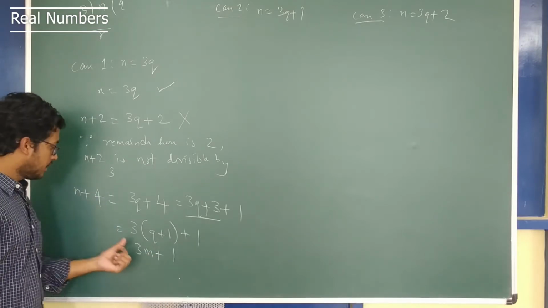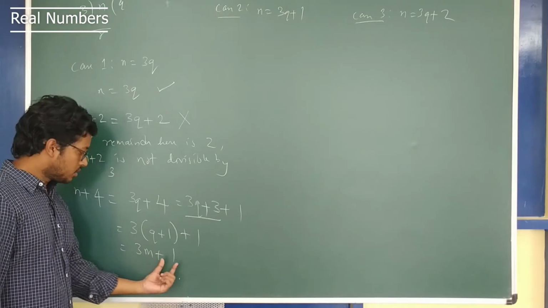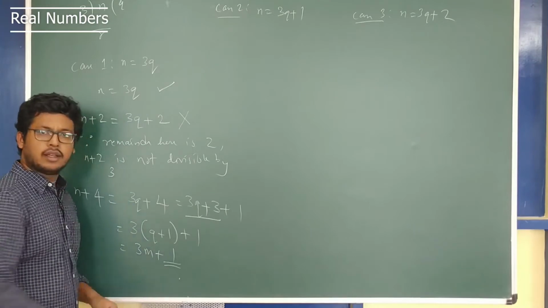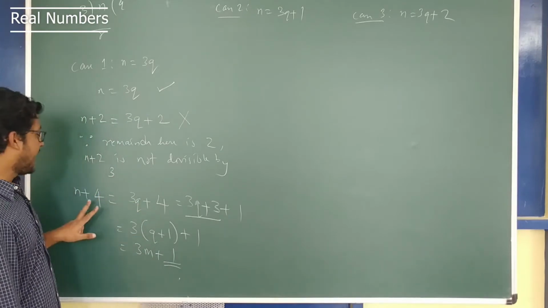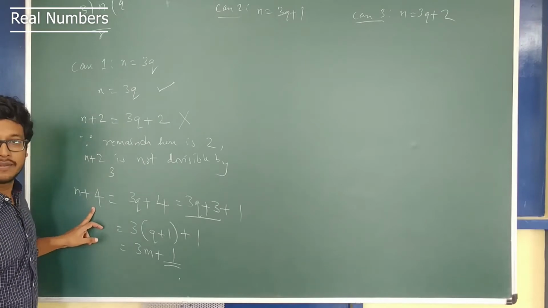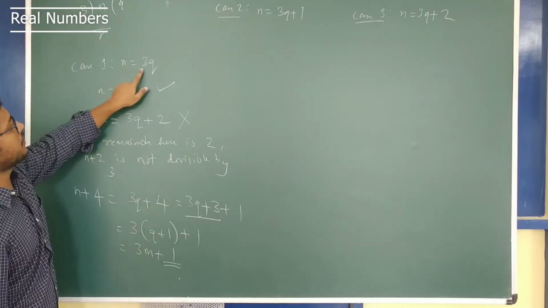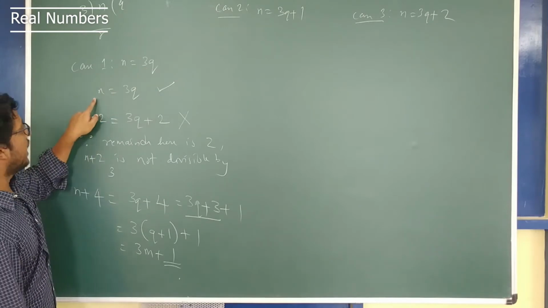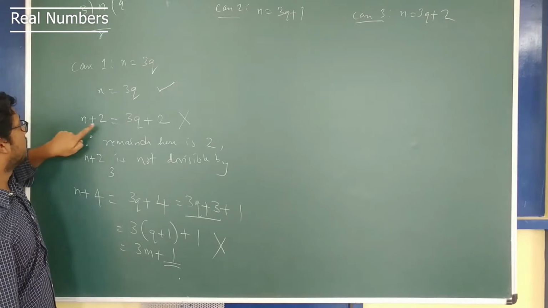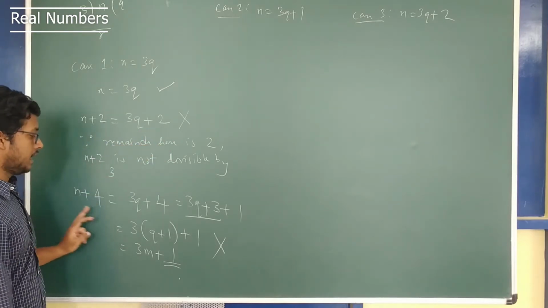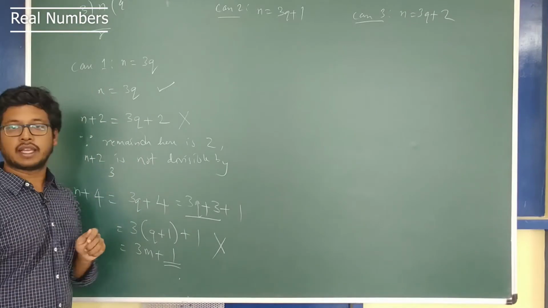So what happened here? n plus 4 now is of the form 3m plus 1. Now the remainder part here is 1. Again the same reason: since the remainder is not 0, the remainder is 1, n plus 4 is not divisible by 3. So what did we prove? If n is of the form 3q, n is divisible by 3, but n plus 2 is not divisible by 3 and n plus 4 is not divisible by 3, which means only one of them is divisible by 3.